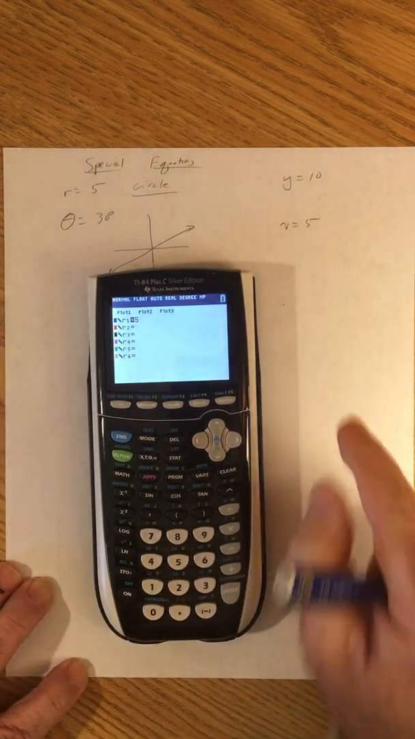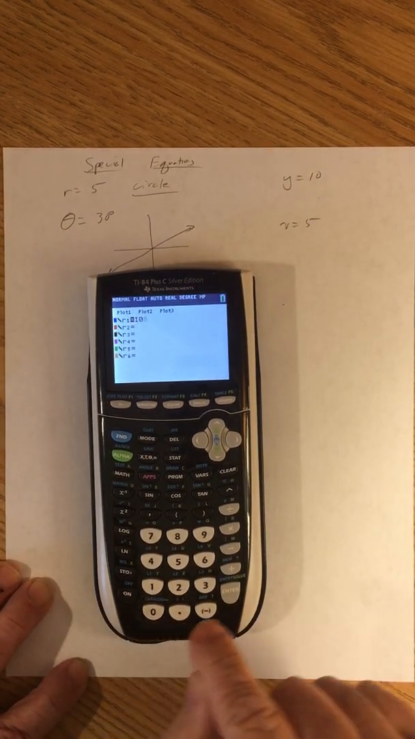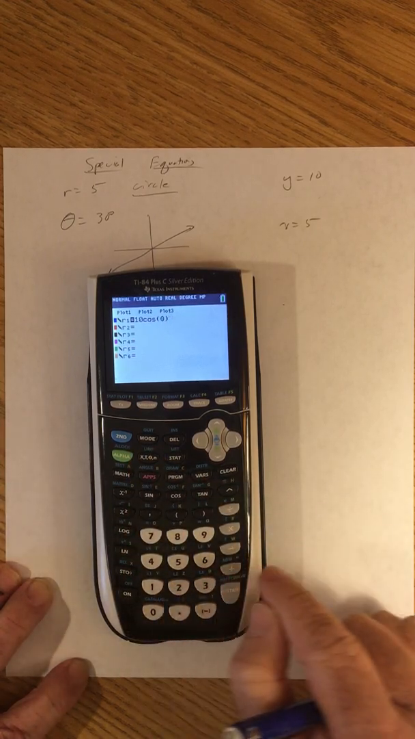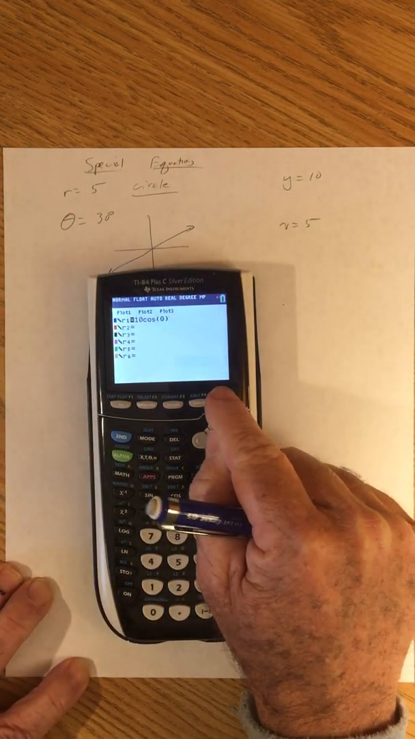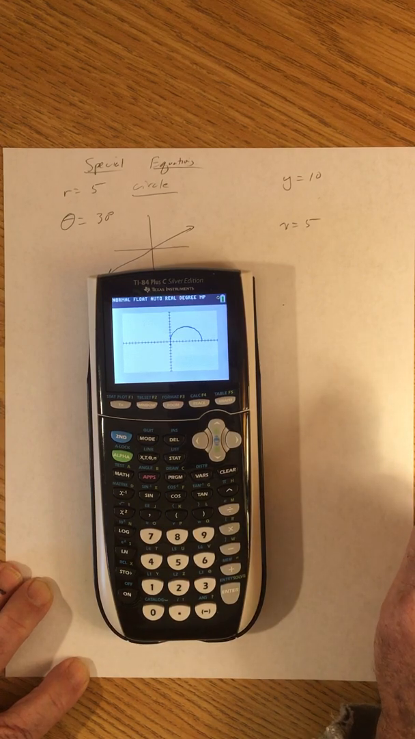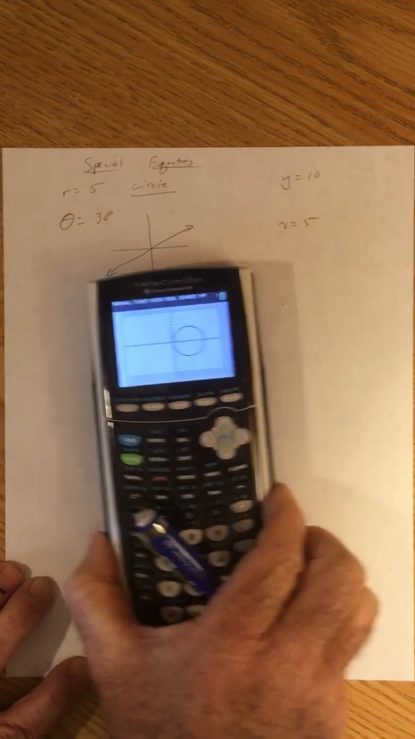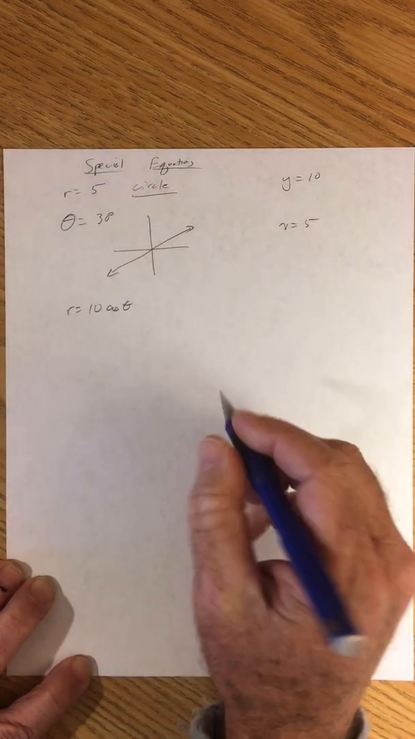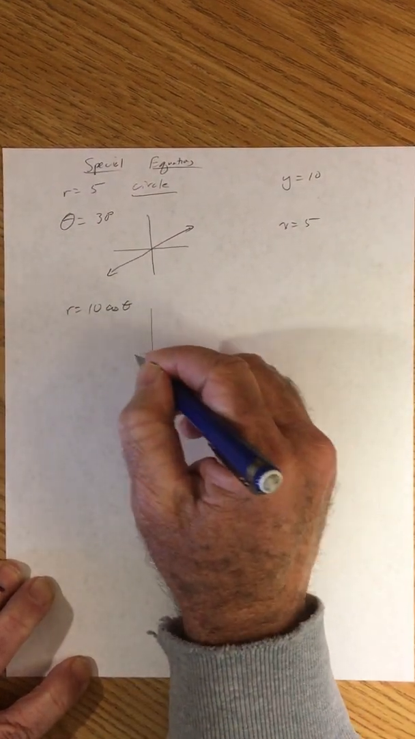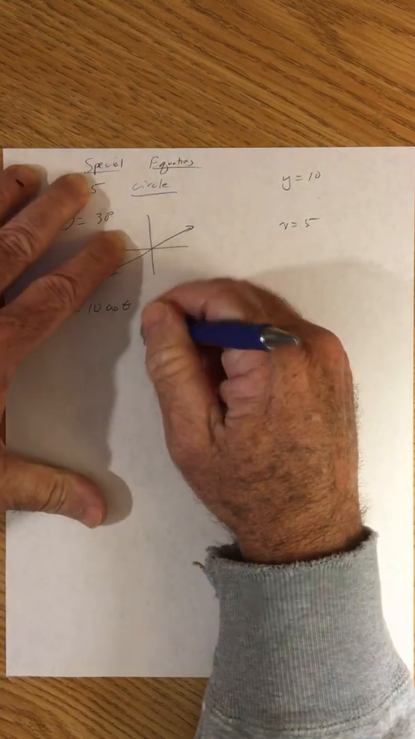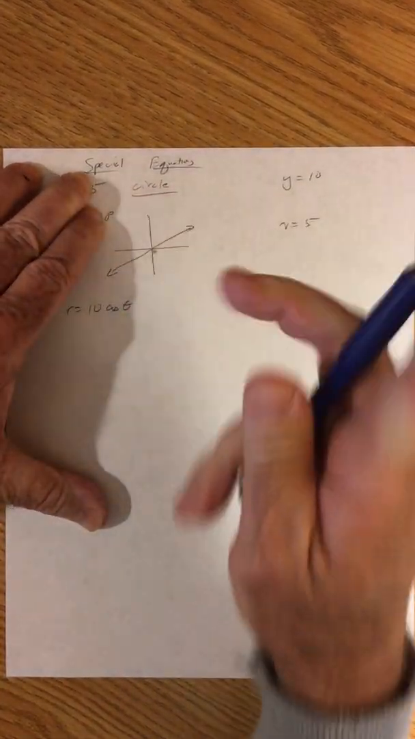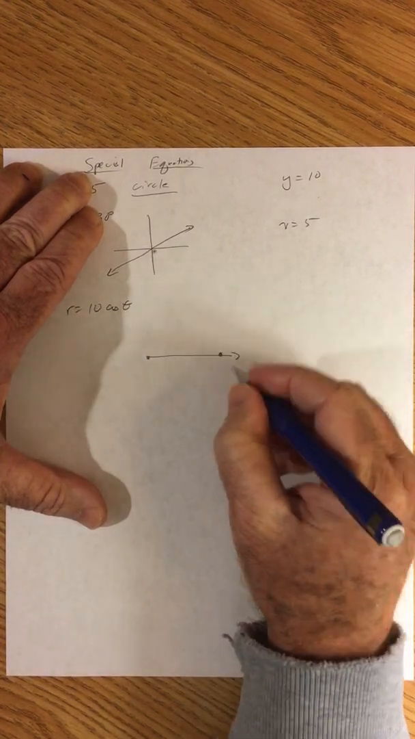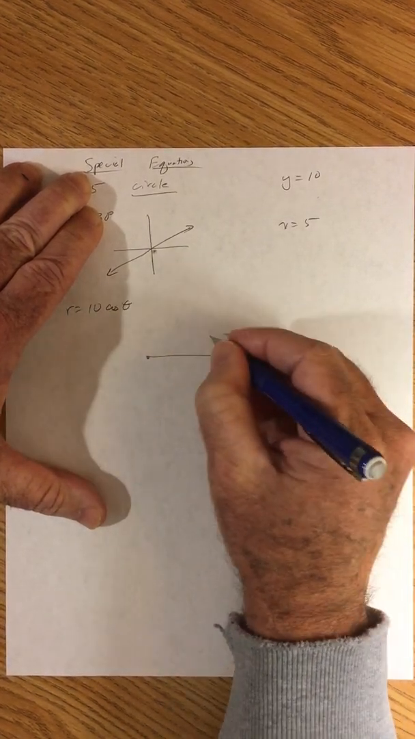Okay, if I have something like this, 10 cosine theta. Now, yesterday we had 10 cosine 3 theta. This is going to be quite different. Okay, that is a circle with, right, I'm going to draw that because that doesn't even exist. Okay, here's the polar axis. Let's say this is the point 10, 0. Okay.